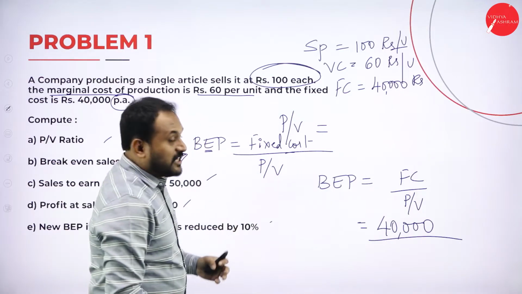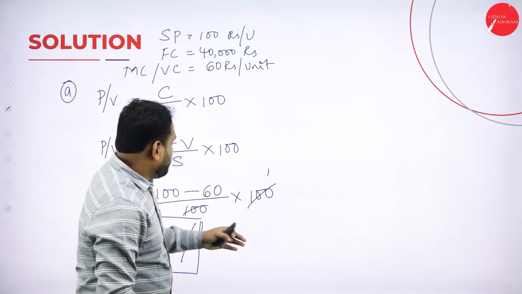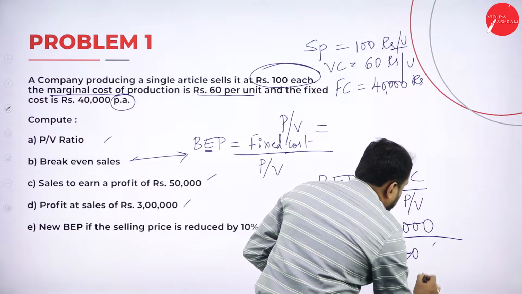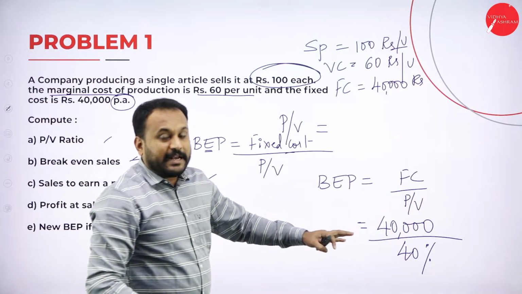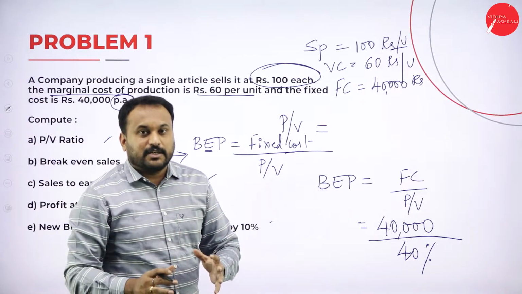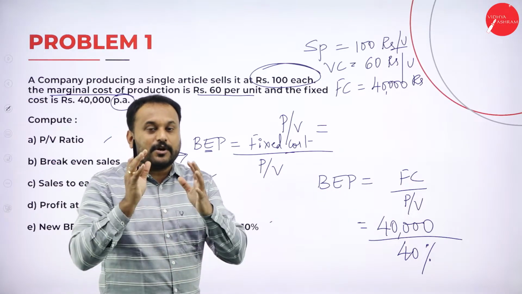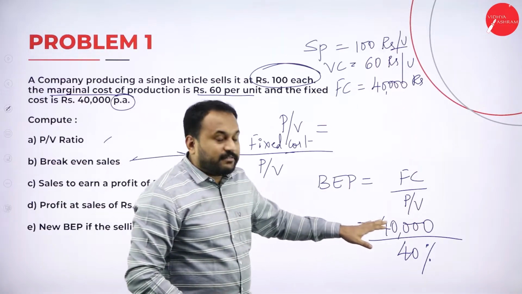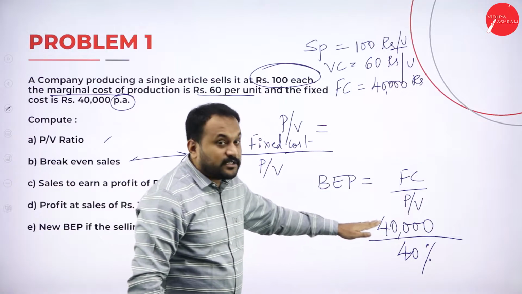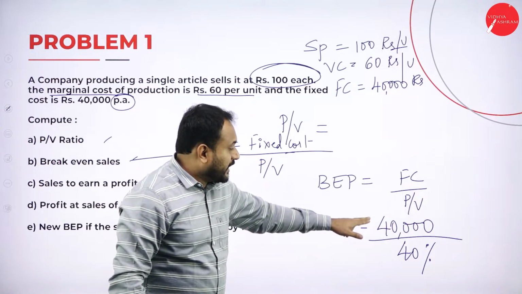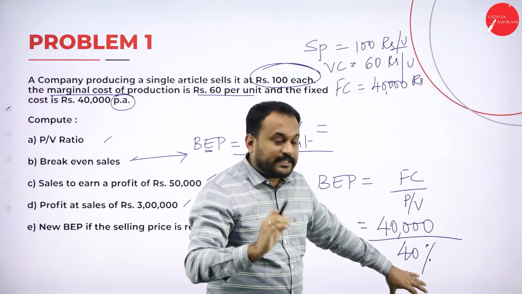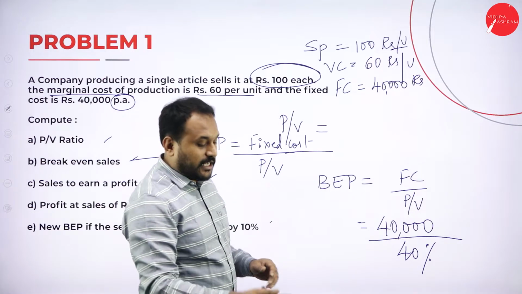divided by, now PV is how much? I have calculated PV here, right? Now PV is how much? 40%. So I'll write here 40%. Many of my students, I've seen them making this mistake in the regular classes, though now we are taking the online classes. I want you people to know that many of them usually write 40,000 divided by 40. So there is a difference. You should always go with 40,000 divided by 40% because PV is not 40, it is 40%.